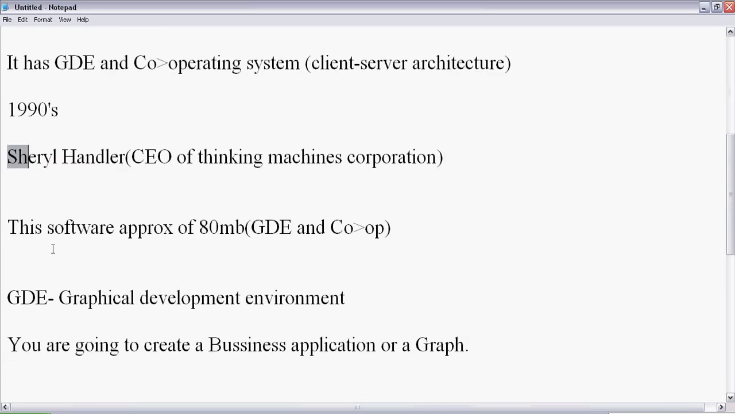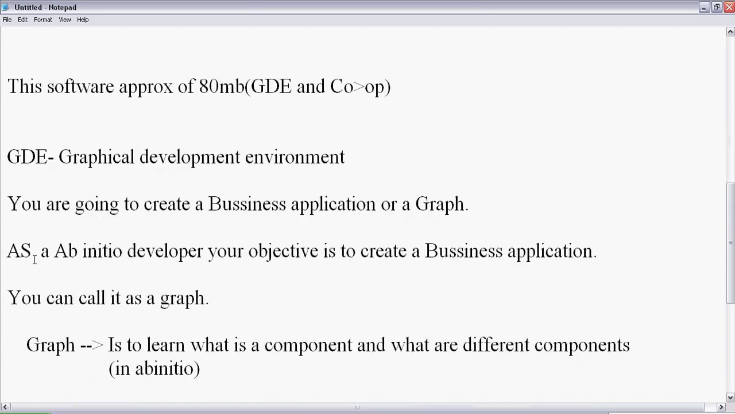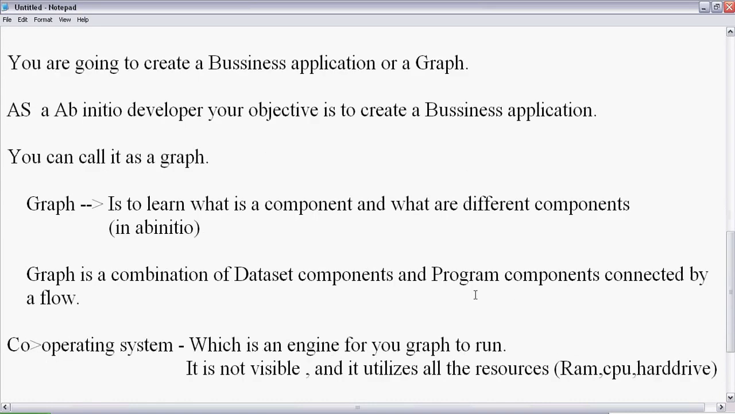This software is approximately 80 MB. It consists of GDE and the cooperating system. GDE is known as the graphical development environment, where you are going to create a business application, or a graph. As an Ab Initio developer, your objective is to create a business application. You can call it a graph. For that you have to learn some components. A graph is a combination of dataset components and program components connected by a flow.